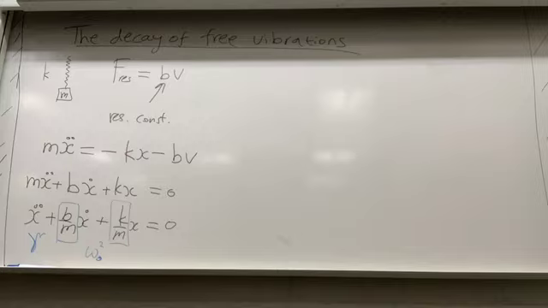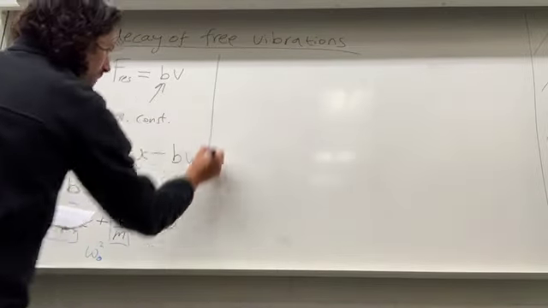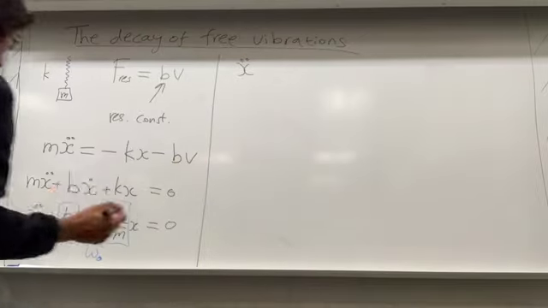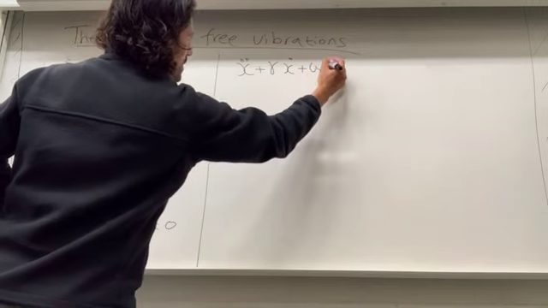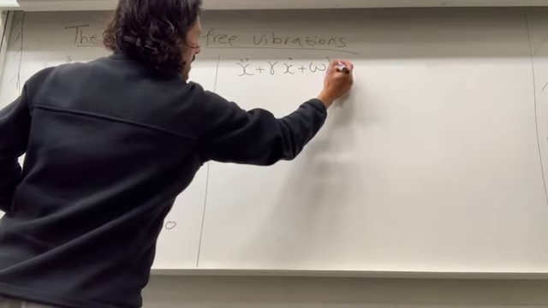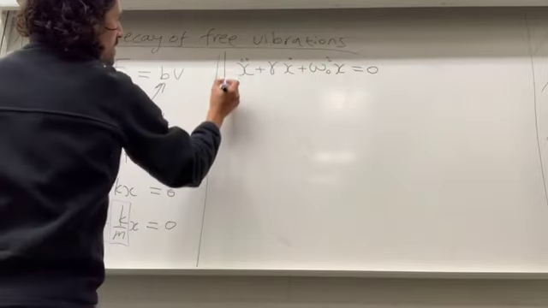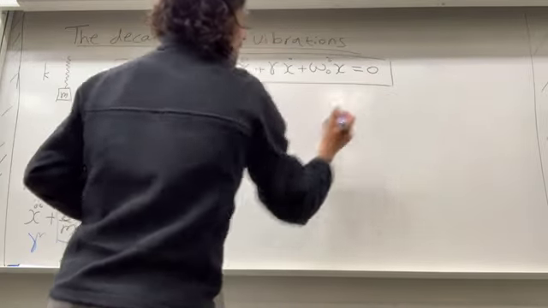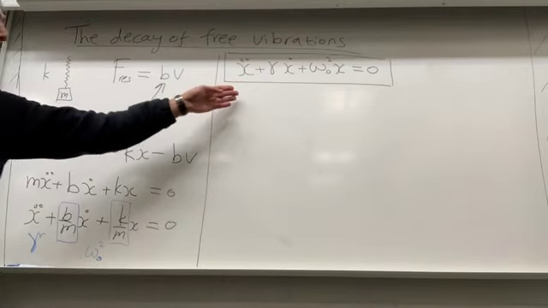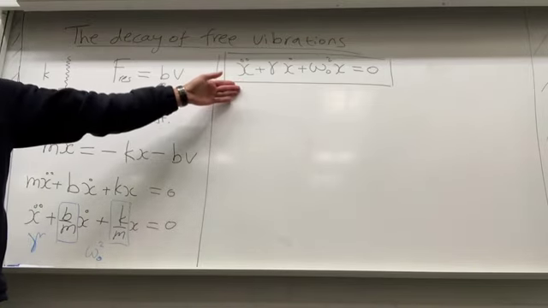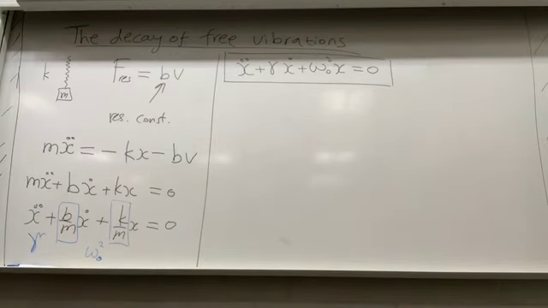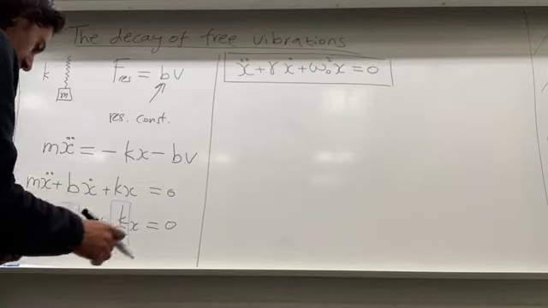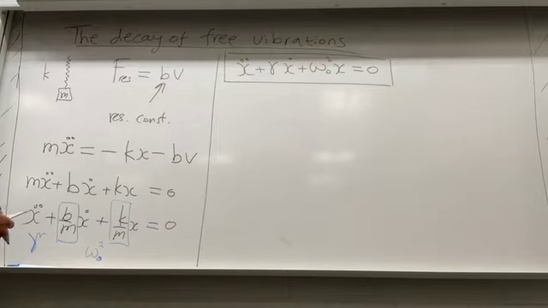So now we can write x double dot plus gamma x dot plus omega 0 squared times x equals 0. This is the equation of motion. At this stage, you can say we translated the physical problem into mathematics. Now we want to solve this equation in order to be able to predict different situations for the physical problem.